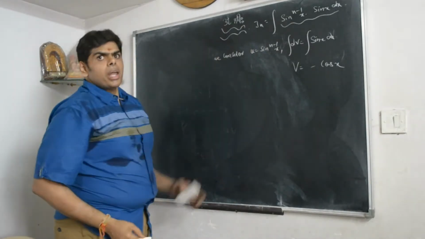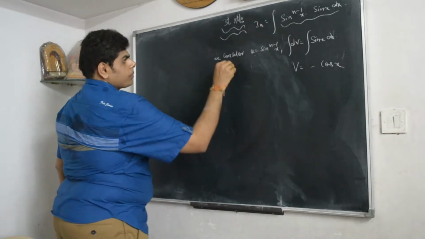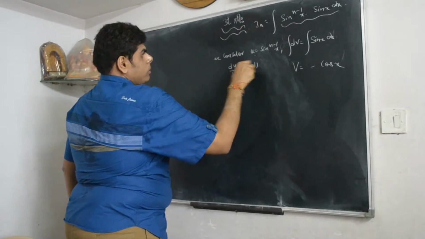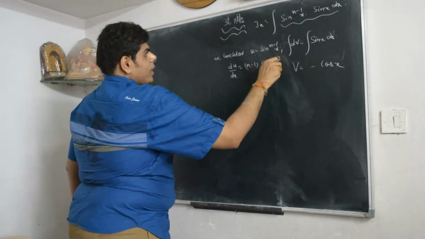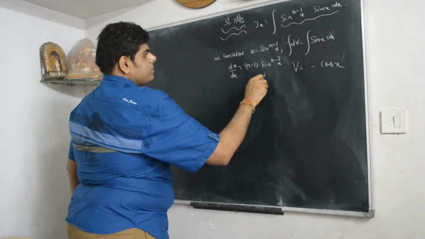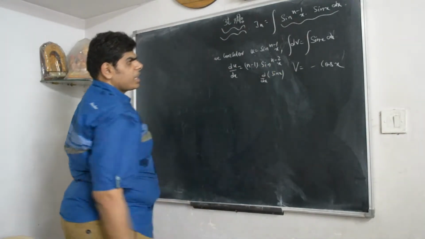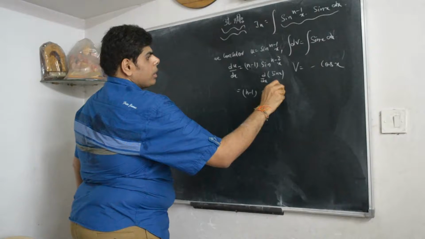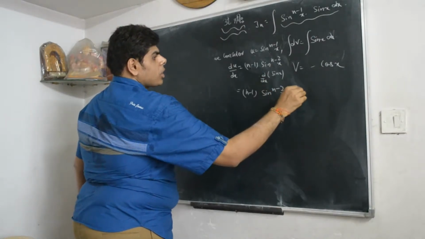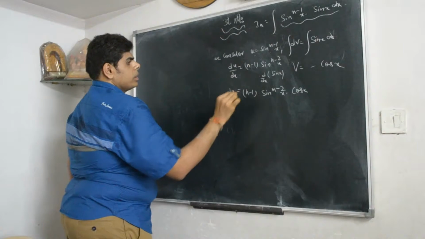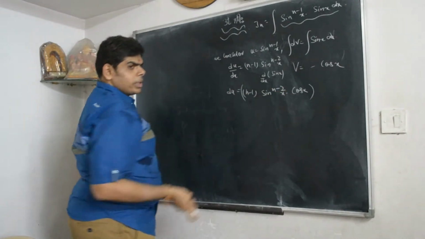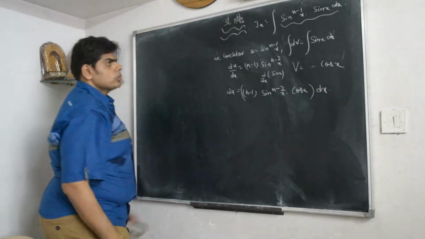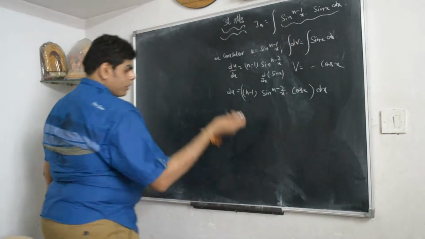So u is equal to sin^(n-1) x, and we have to differentiate this. So du by dx will be equal to n minus 1 into sin^(n-2) x into the differential of sin x, which is cos x. So du will be equal to n minus 1 into sin^(n-2) x into cos x dx.